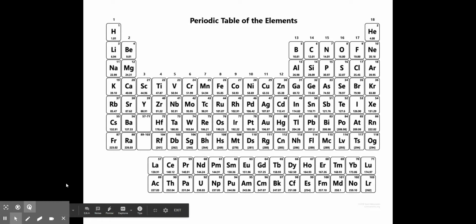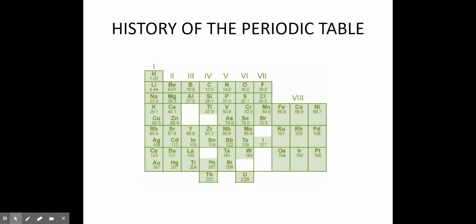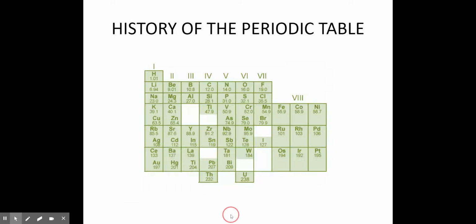Okay, today I'm going to talk to you about the periodic table of elements. So all of our elements that we have, both natural and synthetic, are located on the periodic table. And this is a copy of the periodic table of elements. So first, let's talk about how did we get here.